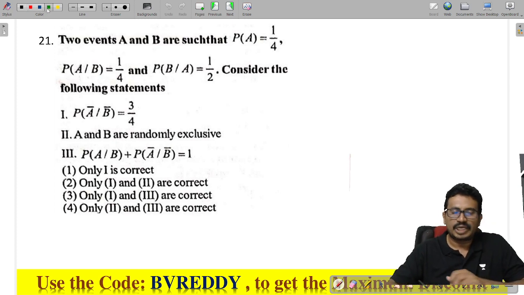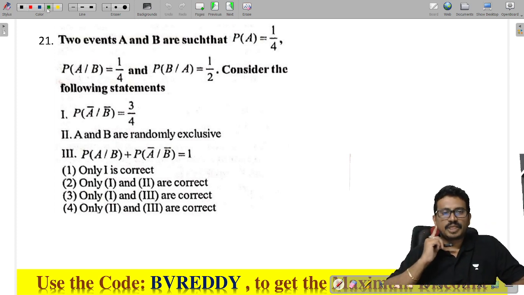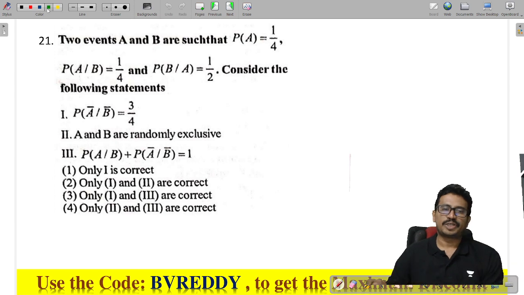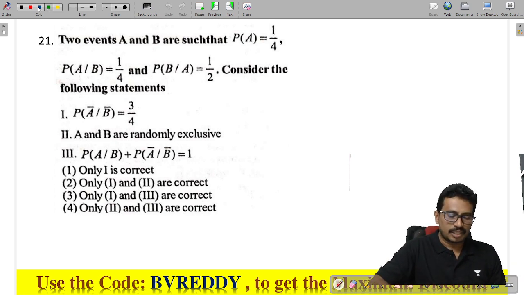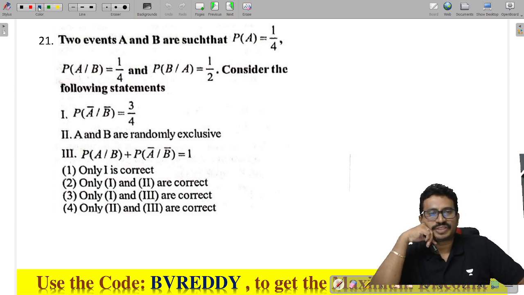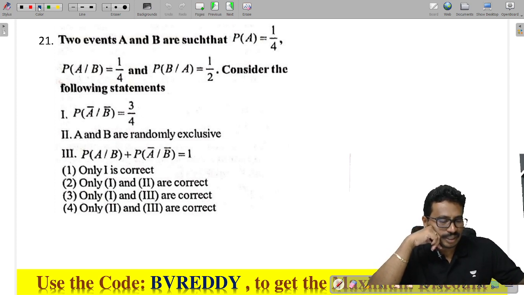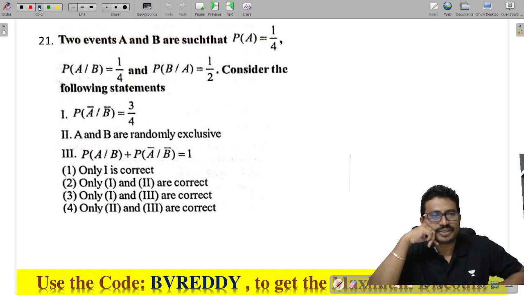Next one. Here we have done the linear algebra problems. Now let's see the probability problems, and see one by one here. Two events A and B are such that P of A, P of A by B, P of B by A are given. Consider the following statements and find which of the following statements are correct.